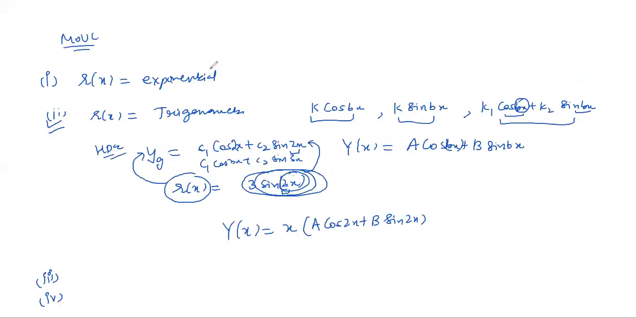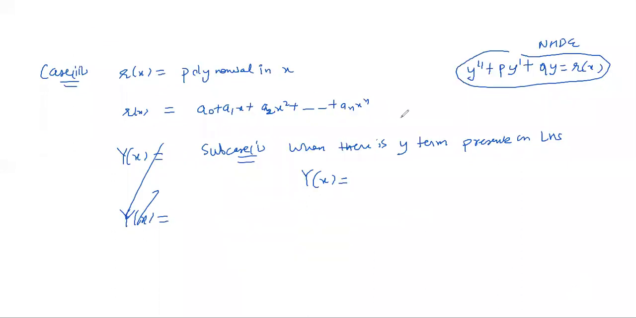Only one thing you have to see. Like for exponential, I told you, you have to see the roots of the auxiliary equation, whether it is a single root or a double root. For trigonometric, you have to see whether you have to multiply with x or not. That also I explained to you. So when it is a polynomial, you just have to look at one particular thing, and that is just this term, right?